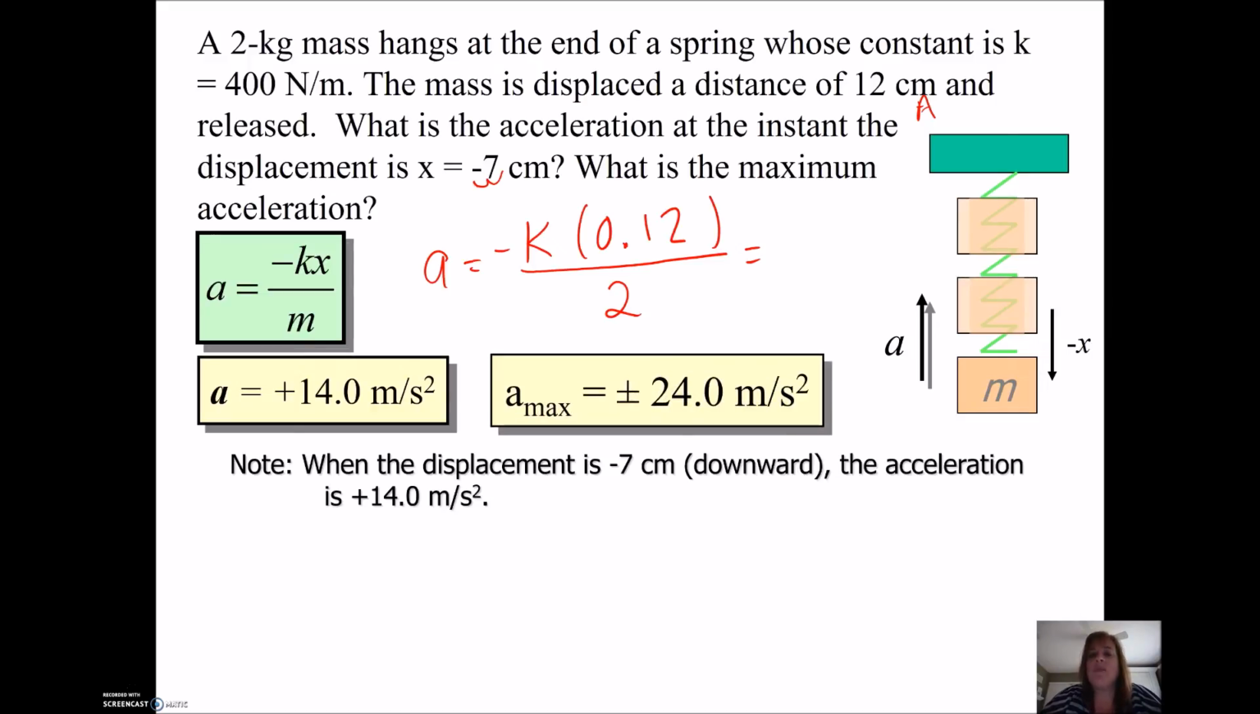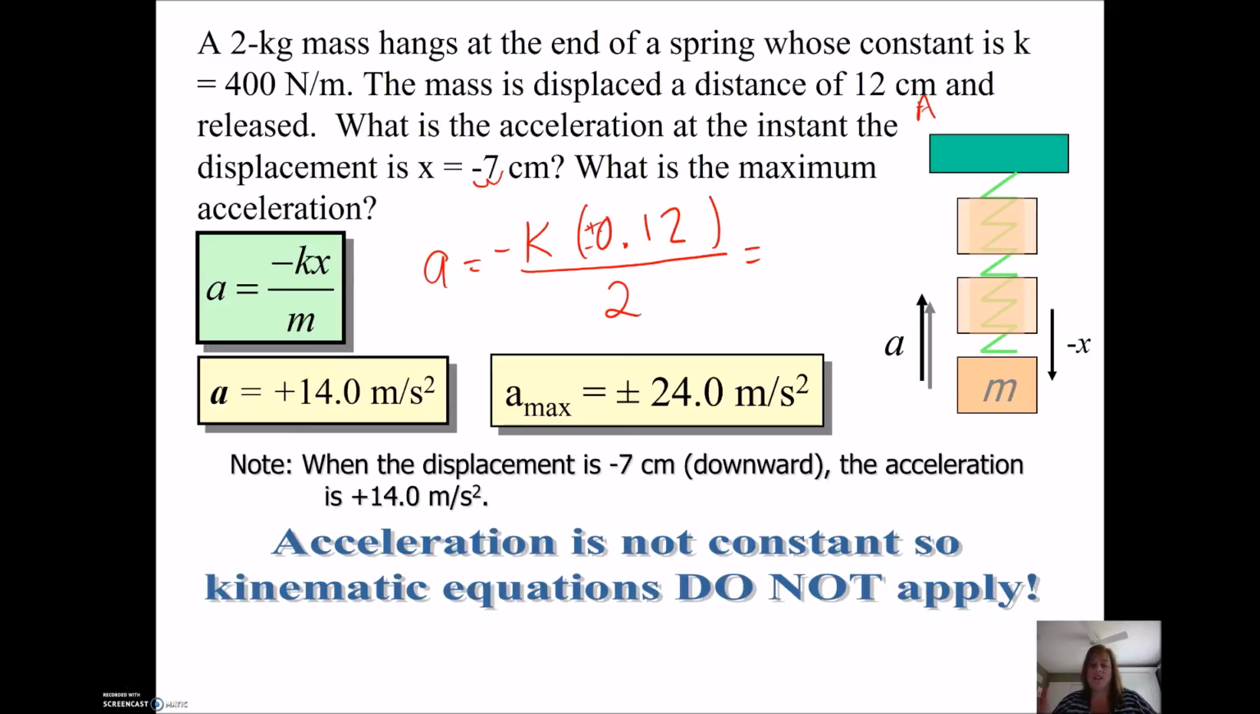Now, the maximum acceleration, I didn't say, am I at positive amplitude or negative amplitude? So in this case, this could have been positive or negative, which means my acceleration max is positive or negative 24 meters per second squared. Now, notice that neither of these accelerations are the same. So acceleration depends upon how much the spring is compressed while it's oscillating. Because acceleration is not constant, you cannot use kinematic equations. Never use kinematic equations for an oscillating system, ever.